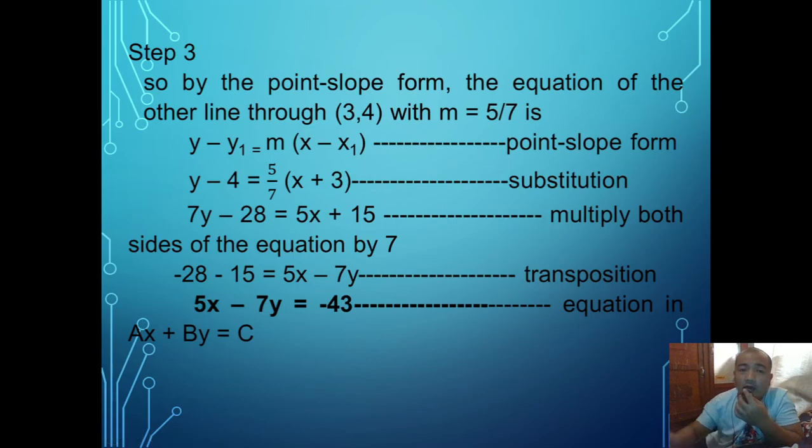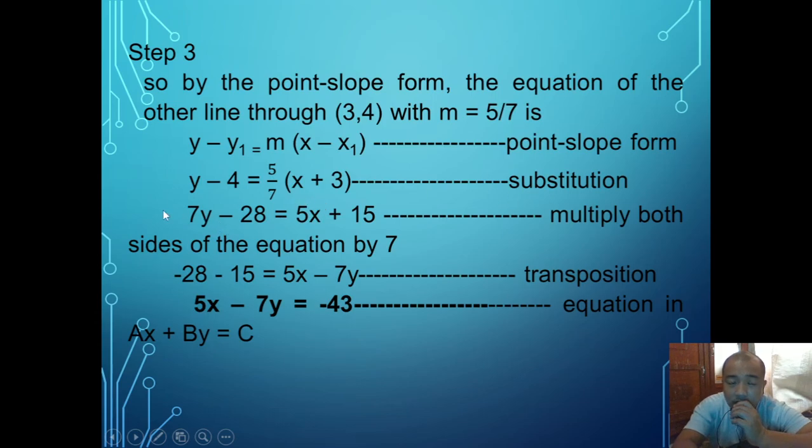So step 3, by point-slope form. Slope is 5/7 passing through the point negative 3, 4. Then substitute in y minus y sub 1 equals m times x minus x sub 1. So y minus 4 equals 5/7 times quantity x minus negative 3. Is that negative 3, 4? Yes, negative 3, 4. The earlier one was a typographical error. So plus 3. x minus negative 3 is x plus 3.